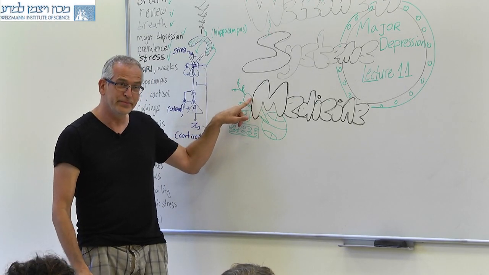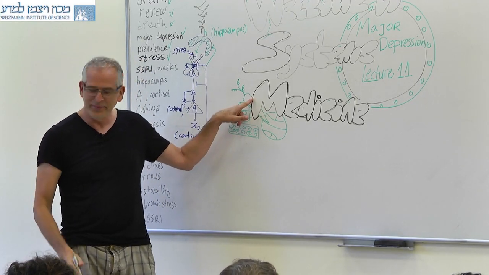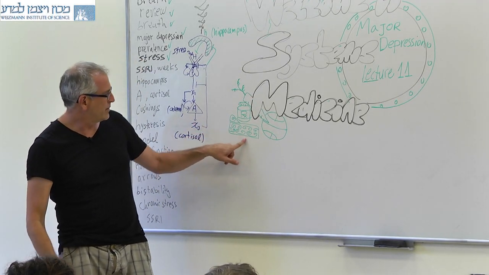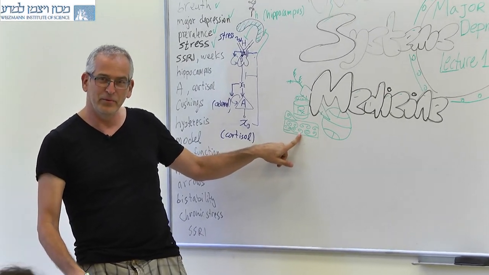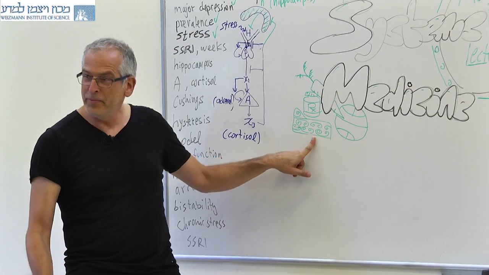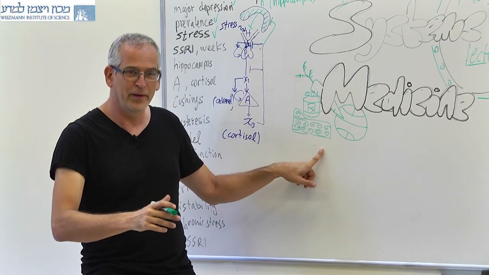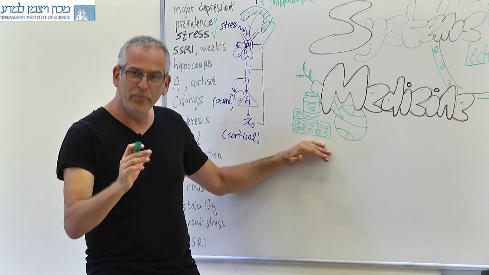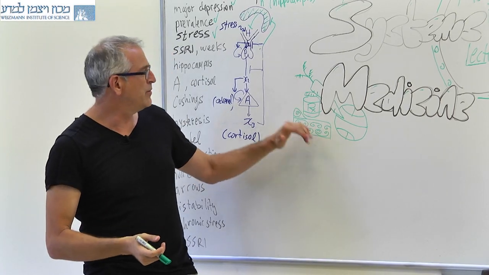Nutrition. A nice healthy nutrition. Again, can't say exactly what, but that's a category. And this is an attempt to draw Freud's couch that I saw in a museum one time. Therapy. So psychotherapy, cognitive behavioral therapy, interpersonal therapy. Very much depends on the therapist and the relationship you build with the therapist. But this also helps. And then there's the medicine.